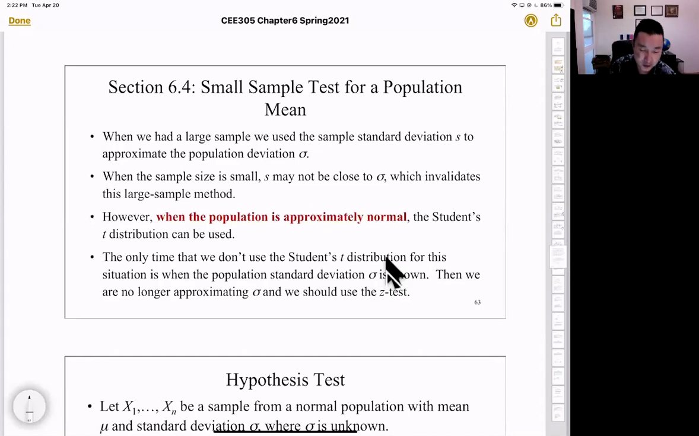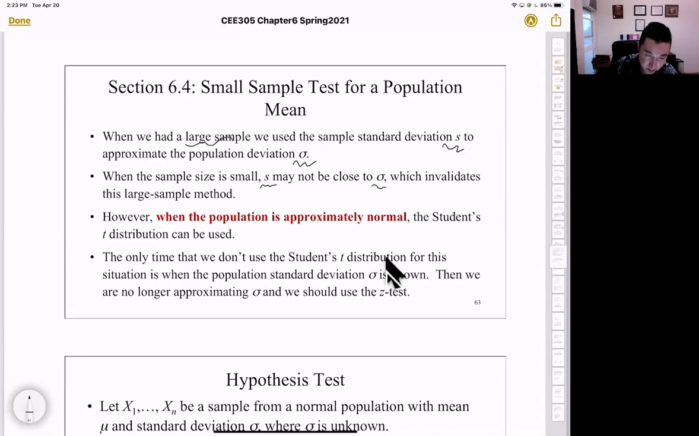Okay. So also for chapter 5, if you remember, we also have confidence interval for small sample of population mean. Let's read in what condition we usually use the equation here. One condition, of course, is the sample is small. Remember when we have a large sample, we can use sample standard deviation S to approximate the population standard deviation sigma, because the sample size is large. But when the sample size is small, we cannot use S to approximate sigma.